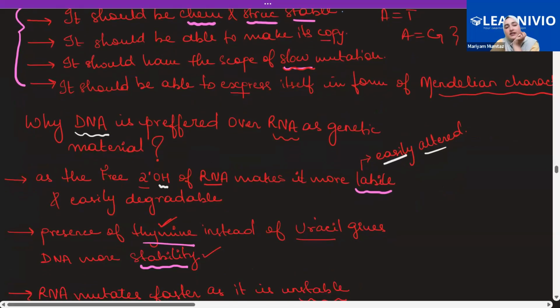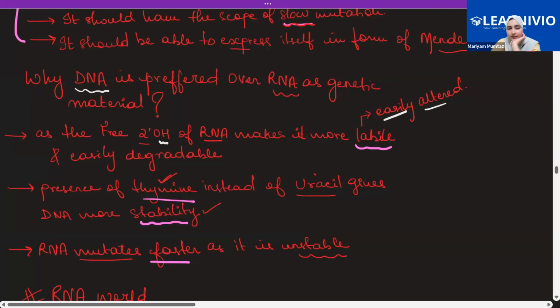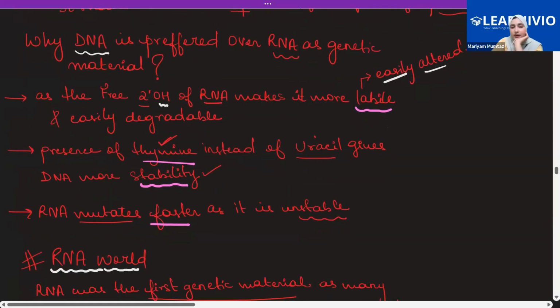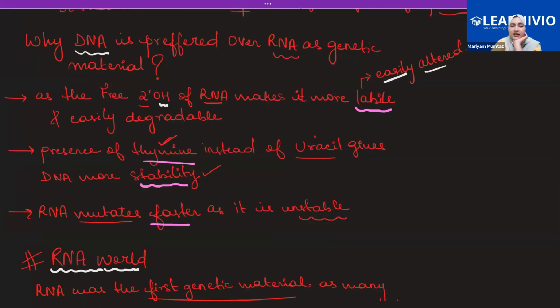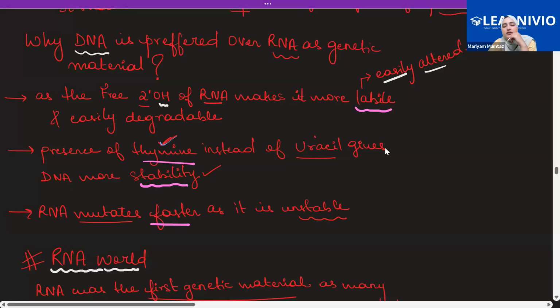But why is DNA preferred over RNA? Because RNA is unstable, right? Because the extra 2' OH of RNA makes it easily altered, that is labile, and easily degradable. And the presence of thymine instead of uracil gives DNA more stability, and RNA has a fast mutation rate as compared to DNA. Which makes RNA unstable. So RNA cannot be taken as the genetic material because it's not feasible. Clear?